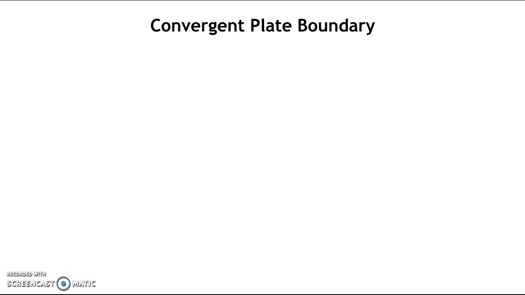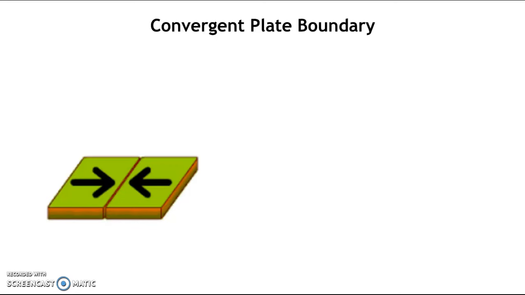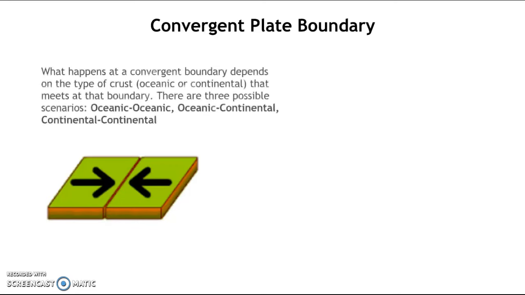The next type of boundary we're going to talk about is a convergent boundary. And that's when two plates are coming together. They're converging. Now there's really three scenarios at a convergent boundary. You can have two pieces of oceanic crust coming together at the edges of a plate. You can have oceanic and continental crust coming together, and you can have continental crust coming together. And depending on what type of crust is converging, you're going to get different things happening at this location.